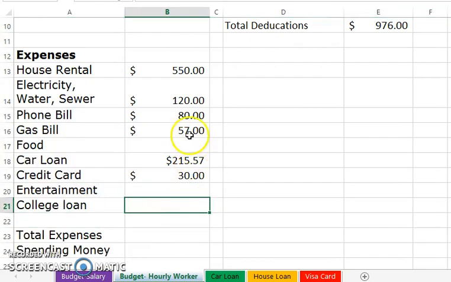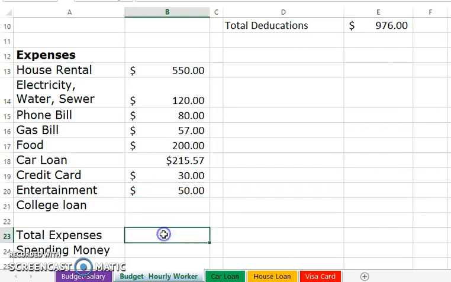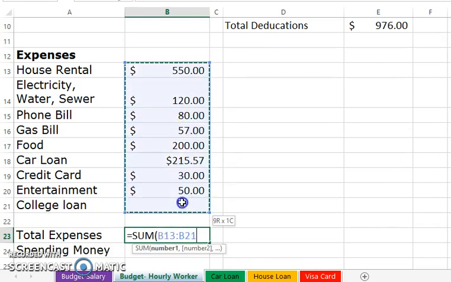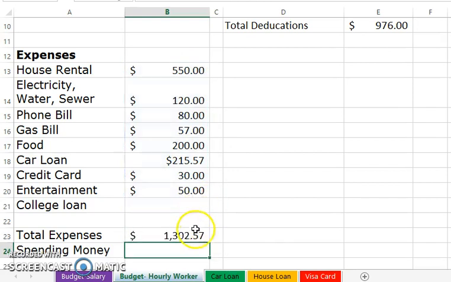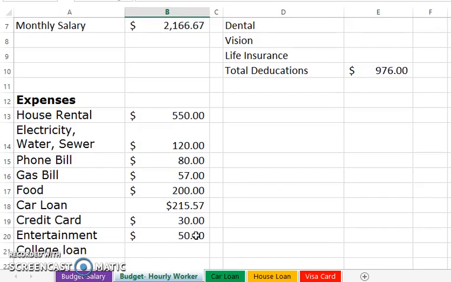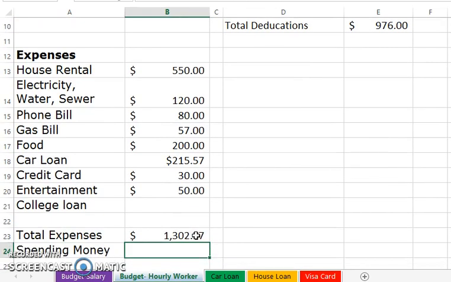And food, I'm just going to put at $200 right now to get by. And entertainment, let's say we have $50 a week. So our total expenses is equal the sum, and I'll go all the way from here down to the college loan, which we don't have, but 1,302. Okay.